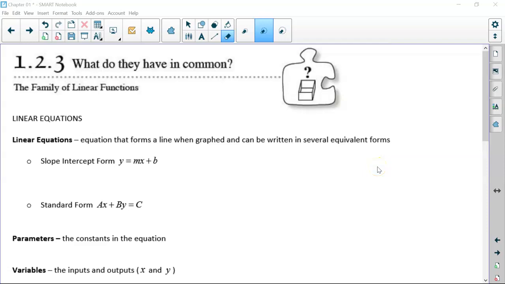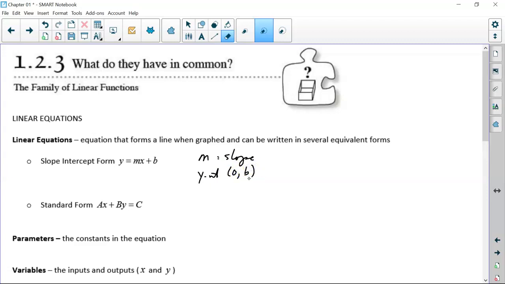To section 1.2.3. What do they have in common? So we're going to be talking about the family of linear functions. Now, linear functions, linear equations, are going to be written in two main forms for us. Slope-intercept form, the one you're most familiar with, and that's y equals mx plus b. Remember, m is your slope, and your y-intercept is located at (0, b).